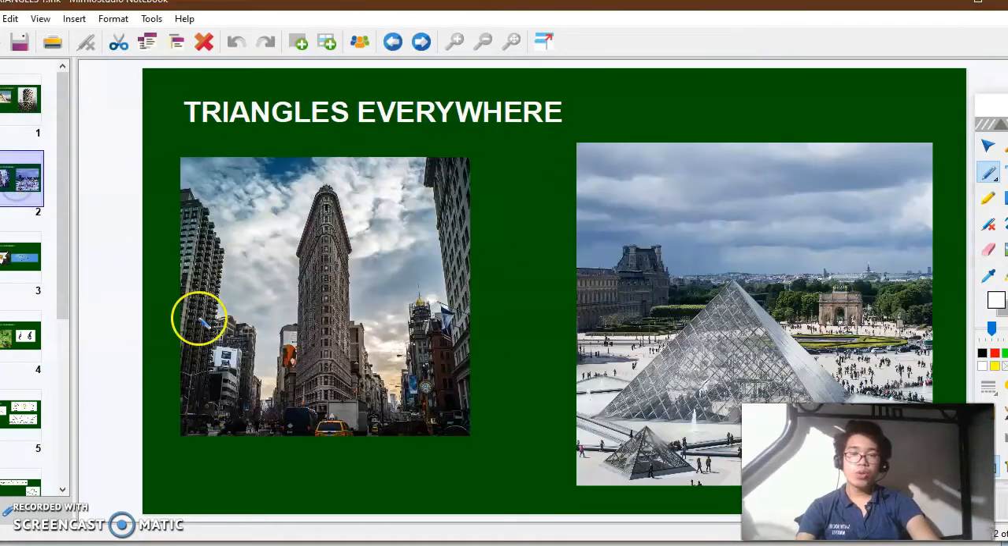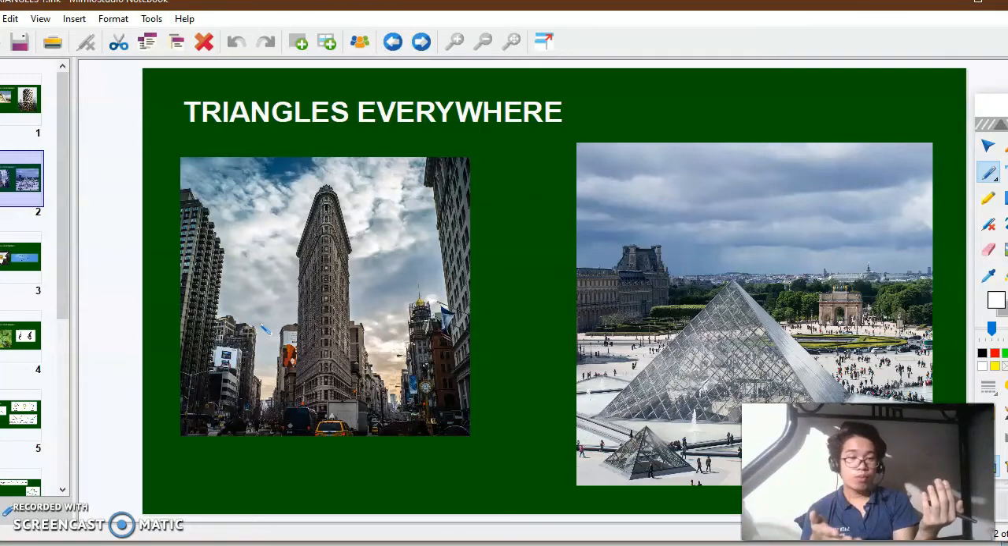Then we also have here in New York, the Flatiron Building. You might have seen it in movies set around New York. This is one of the most prominent features aside from the Statue of Liberty. It's shaped like a triangle figure. I think it's located on Broadway and Fifth Avenue. So that's one of the applications of triangles in man-made structures.